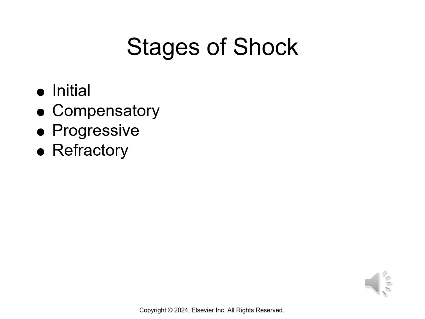Shock happens in stages. The syndrome of shock progresses in 4 stages when the condition that causes shock remains uncorrected and poor cellular oxygenation continues. These stages are widely variable and the pattern of progression is unpredictable, but the stages are the initial stage, compensatory stage, progressive stage, and refractory stage.